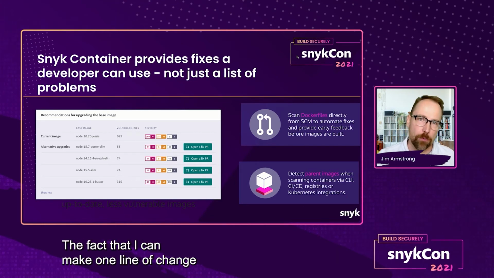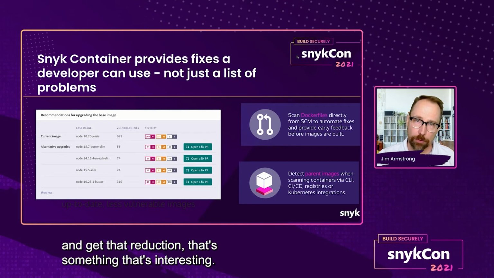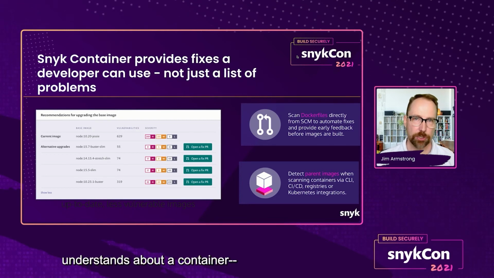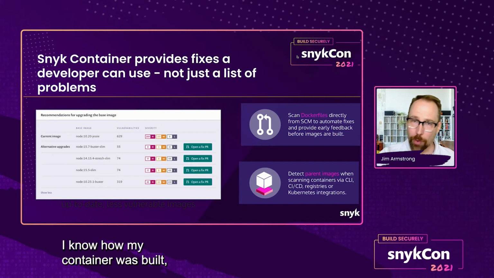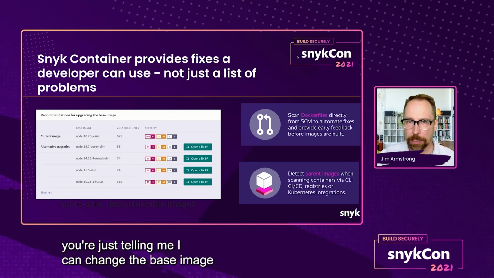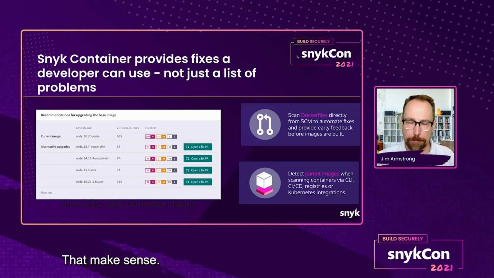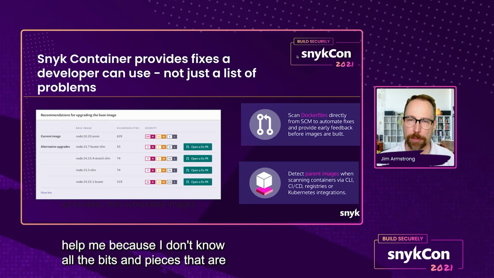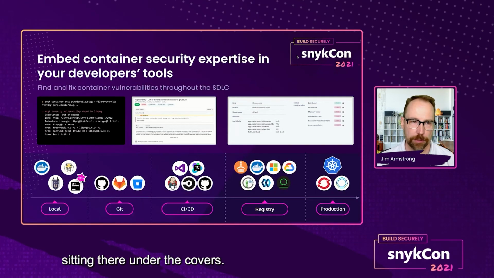What those 500 vulnerabilities are behind the scenes, less important really to a developer. The fact that I can make one line of change and get that reduction, that's something that's interesting, right? So being able to detect those things, relate those back to things that a developer understands about a container. I know how my container was built. I know what the base image was, and now you're just telling me I can change the base image and fix those things. That makes sense. A list of 500 vulnerabilities doesn't really help me because I don't know all the bits and pieces that are sitting there under the covers.